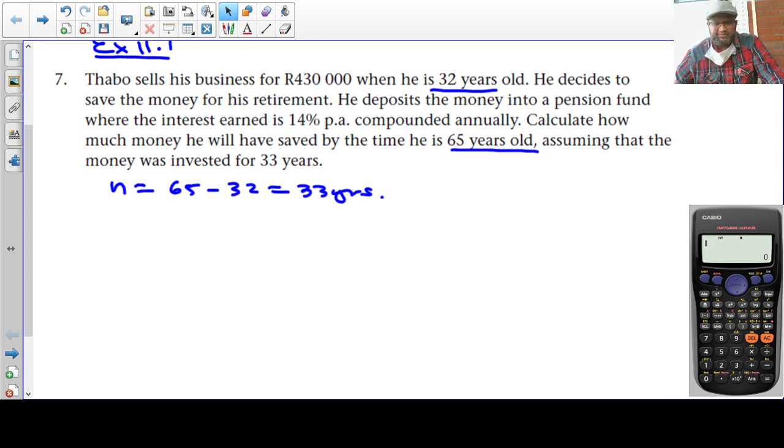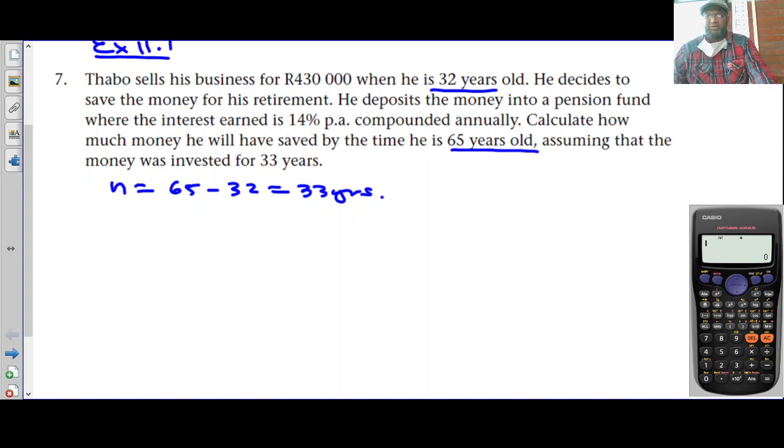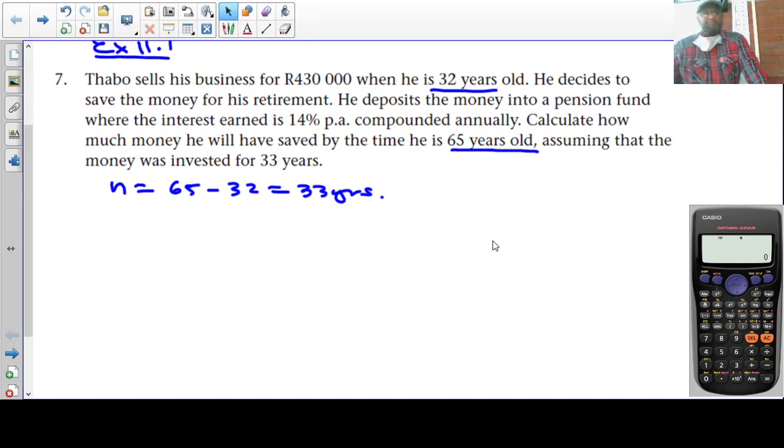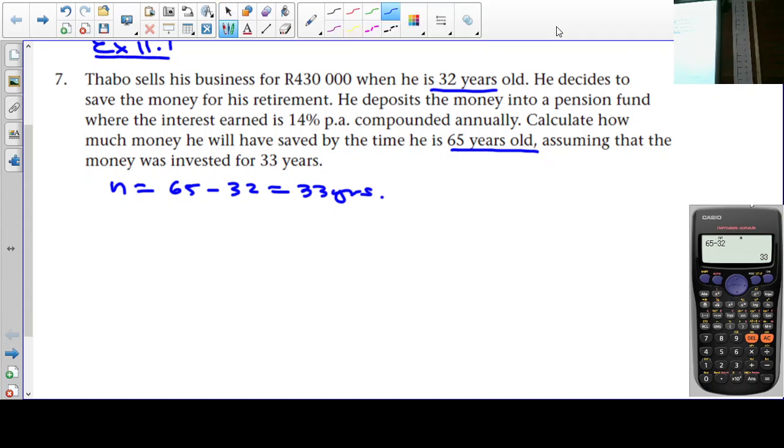Okay. Now the calculators look a bit weird. So, that is 65 minus 32. Yes, it is 33. So 33 years that money is in the account. Okay? Then we are told that, assuming the money was invested for 33, they gave us that. Normally when they give us this time span, they don't give us that. Alright? But okay, it confirms we are correct.